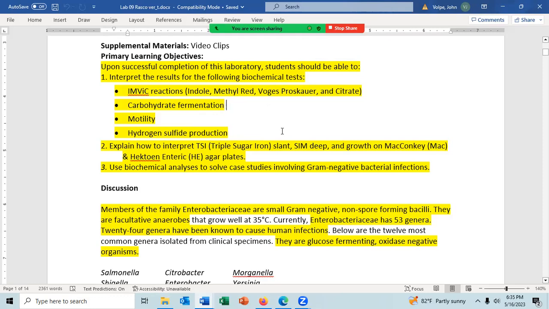In addition, you need to be able to explain and interpret the TSI. This is the triple sugar iron slant, which is really several tests put into one. And I think we have three different tests running on that one. The SIM test is an acronym for sulfide, indole, and motility. So once again, we're running three tests at once. And then explaining the growth on MacConkey and Hektoen enteric agar plates, often abbreviated MAC plates and HE plates.